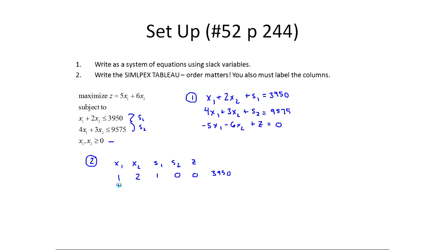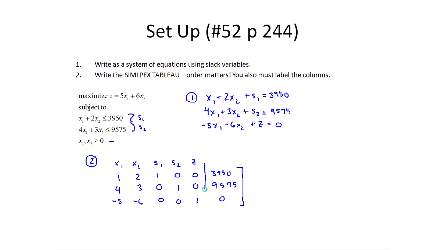And then my next one is 4, 3, 0, 1, 0, because there's only an S2, 95.75. And then we have minus 5, minus 6. There's no S's here, but there's a Z and 0.